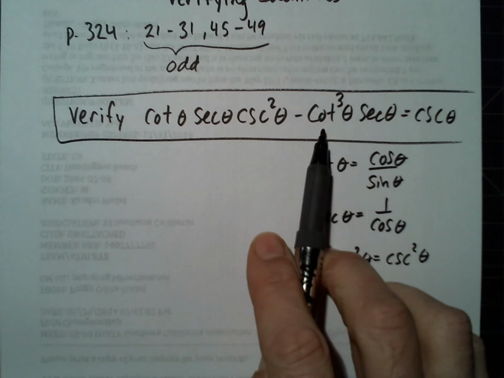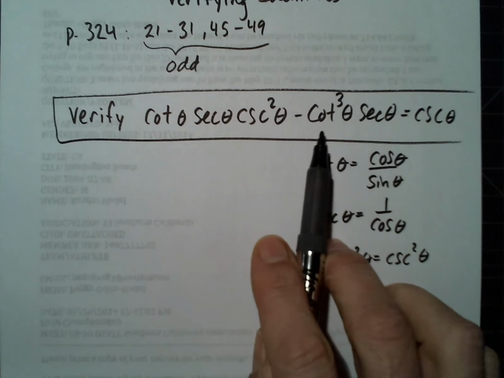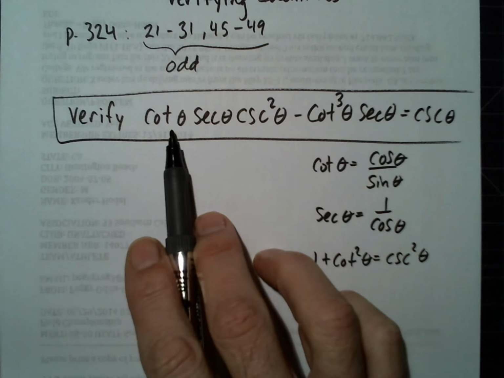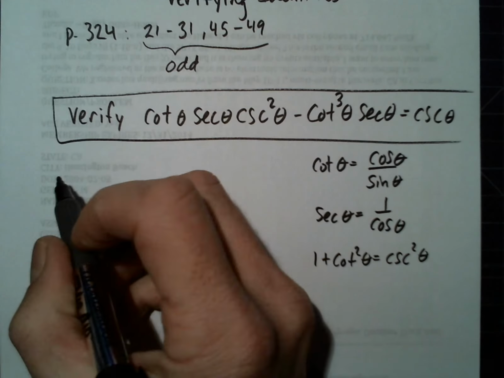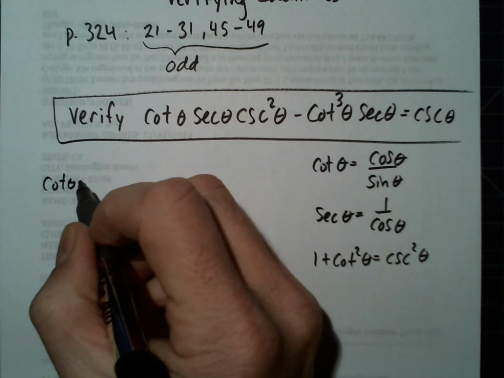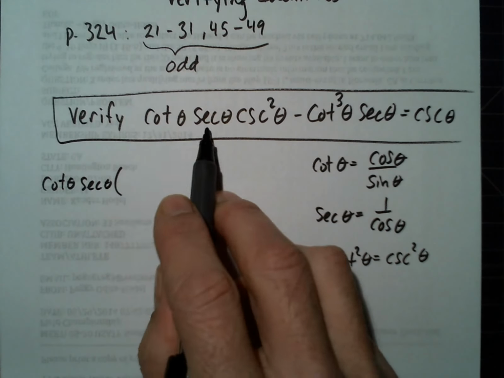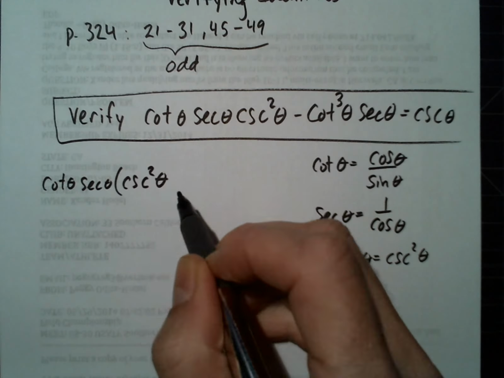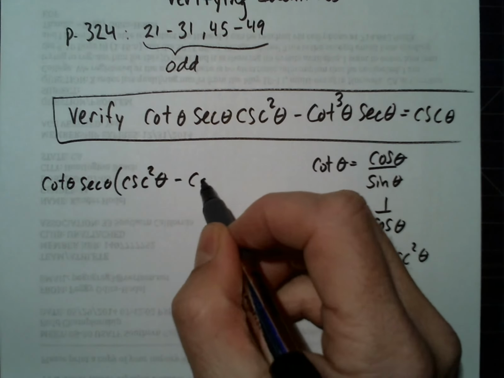a common factor. This has cotangent, it has a secant, and another secant. So why don't we factor out a cotangent and a secant. So if I take out a cotangent and a secant, we'll just have cosecant squared left. Here we're going to take out a cotangent and a secant, we'll have cotangent squared left.